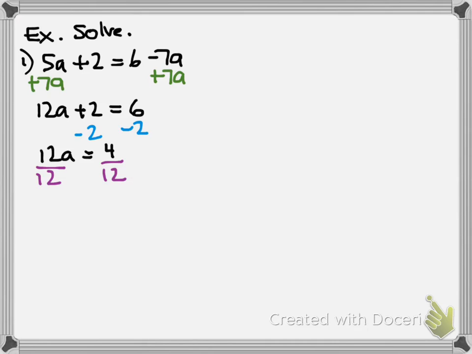Now, 12 doesn't go into 4 evenly, so I'm just going to reduce my fraction. They both have a 4 in common. 4 divided by 4 is 1. 12 divided by 4 is 3. So my answer is a equals 1/3. Okay, so I had one less step than if there were parentheses. That's not so bad, right?